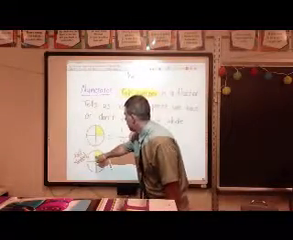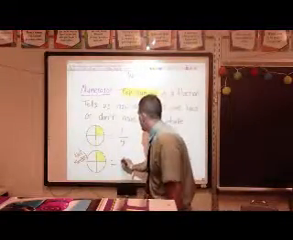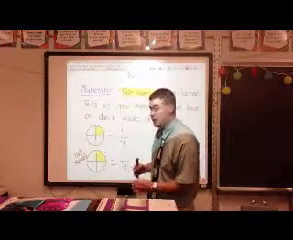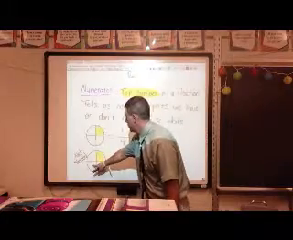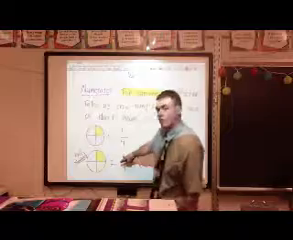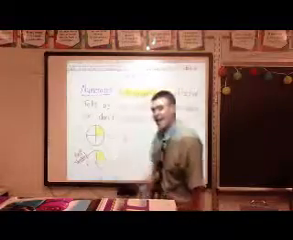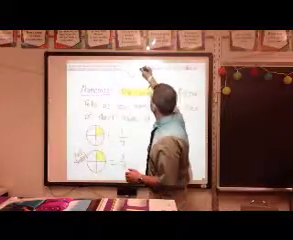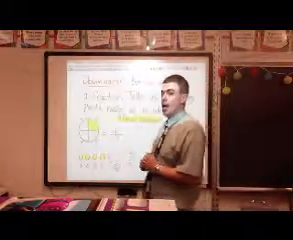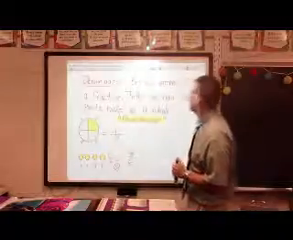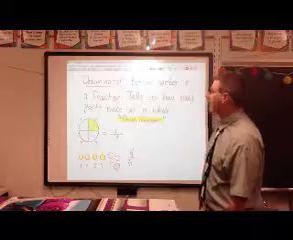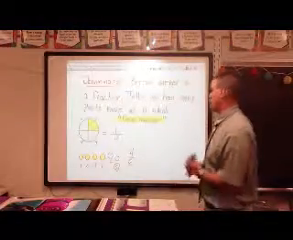Here I have 4 parts. How many parts are not shaded? 1, 2, 3. There's my numerator. 3/4 not shaded. Let's take a look at the down numbers, as I like to call them. This is called the denominator. Denominator is the bottom number in a fraction. It tells us how many parts make up the whole.